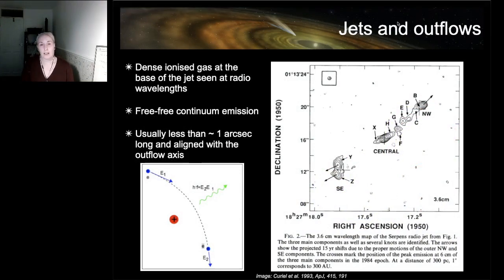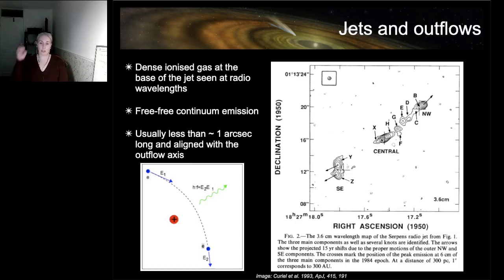Another way that we can see, especially very embedded forming stars, is we can actually exploit observations at radio wavelengths as well, and we can see the very, very dense ionized gas that is forming at the base of the jet. So that's what you're looking at here. This is a map of the radio jet from a young forming star at 3.6 centimeters. The star is here, and the contours show you the strength of the emission. So the denser the contours, the stronger the emission. The more diffuse the contours, the weaker the emission.